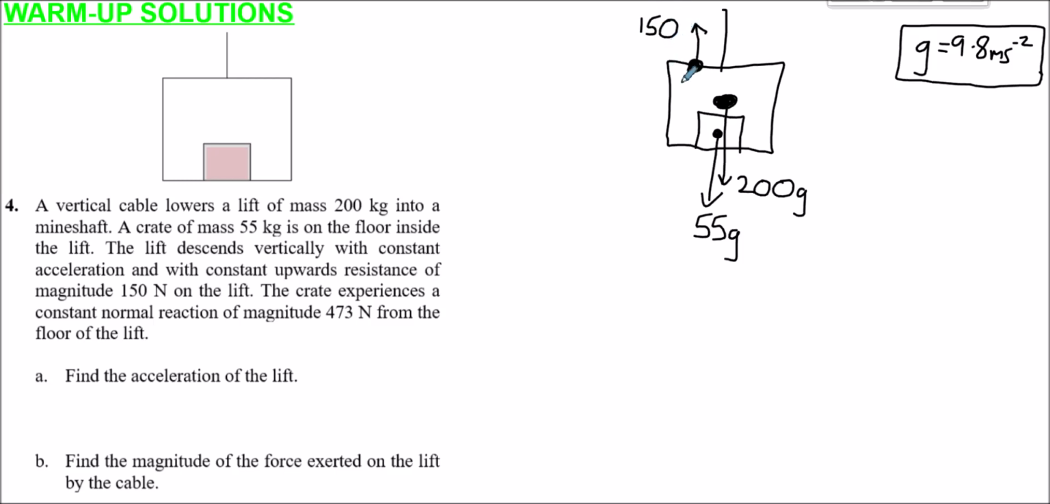And as well as that, there will also be a tension in the cable acting against the motion. So if we just label this T here, and also we're told the crate experiences a constant normal reaction of magnitude 473 newtons from the floor of the lift. And so on this crate, label this in somewhere, that's going to have a force going upwards of 473.